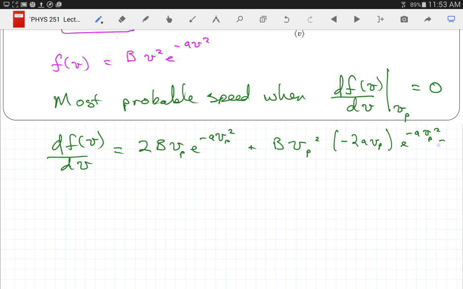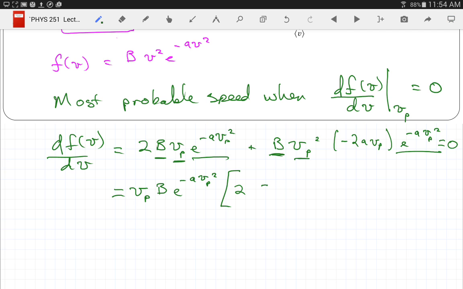Okay, so we've done this derivative, and we're saying it equal to 0 at VP. So I put VP everywhere. Rewriting this, notice I have a B, a VP, and the exponential in every term. So I'm going to start by factoring that out. So I'm going to put VP times B times e to the minus a VP squared, because every term had that. And then what's left? The first term had a 2. The second one had a minus.